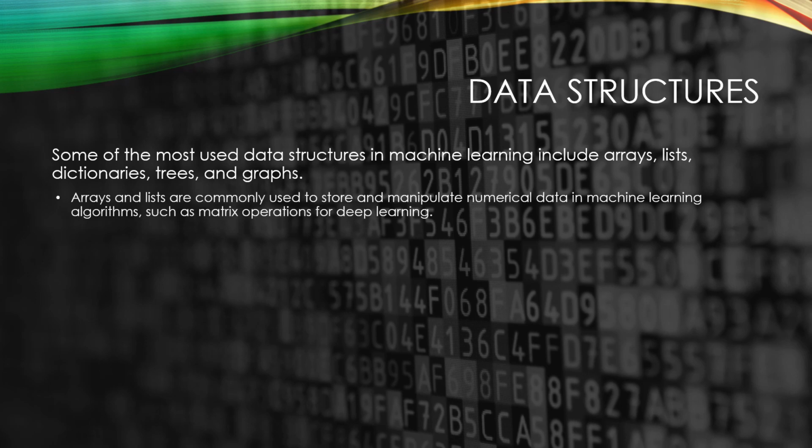But let's take a look at arrays and lists and how they are commonly used to store and manipulate numerical data in machine learning algorithms, typically used in matrix operations for deep learning. So here's an array. You've got an array of a bunch of complex numbers here that range between 0 and 1. Right there, you can notice none of them are separated by a comma, and depending on the programming language, if you're a programmer using this, an array can be structured very differently.